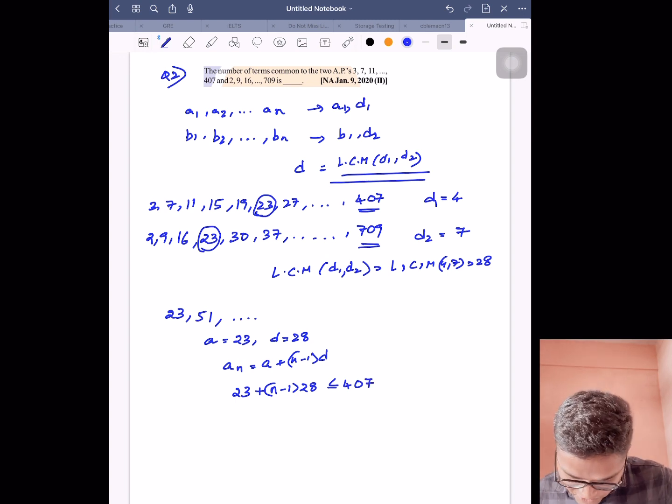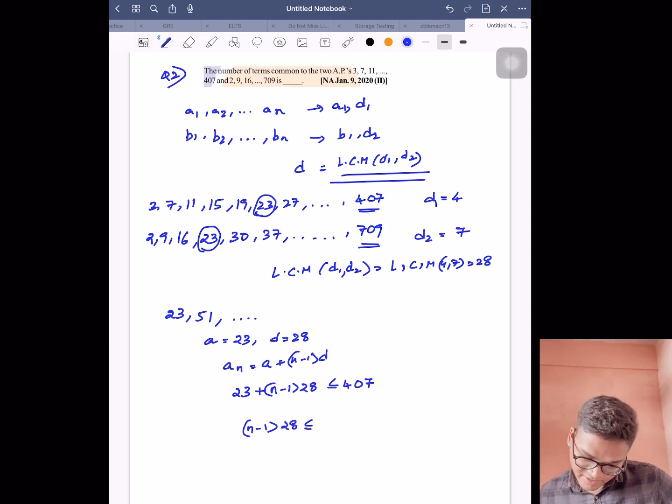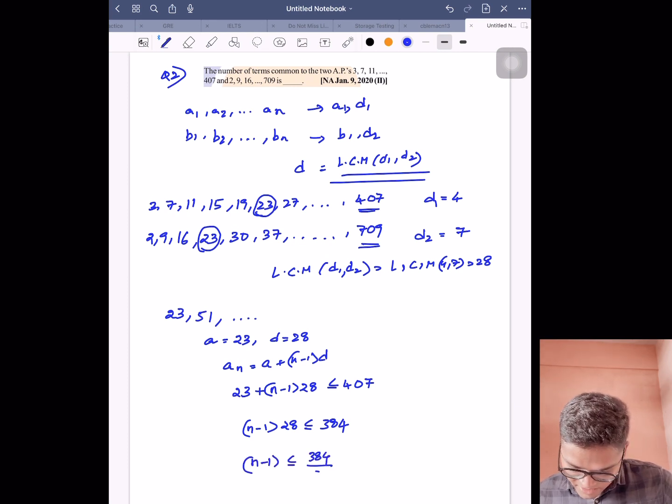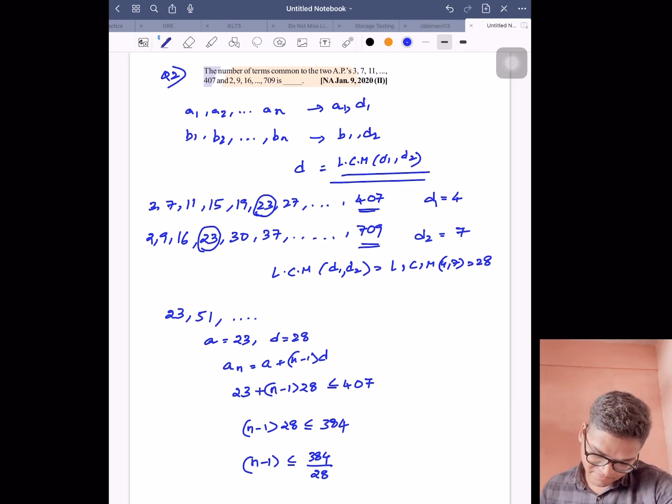Now if you solve this, how much will you get? n minus 1 into 28 is less than or equal to 407 minus 23, which you can write as 384. So n minus 1 is less than or equal to 384 divided by 28. I think you're going to get nearly 13, 13 point something, like 13.67. So n minus 1 is less than or equal to 13 point something.